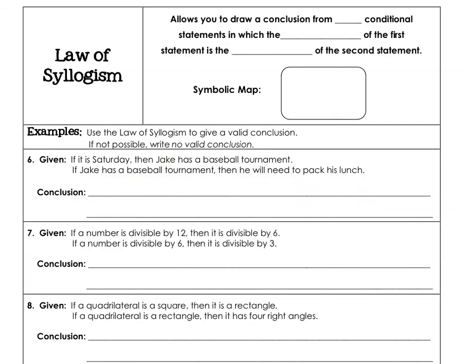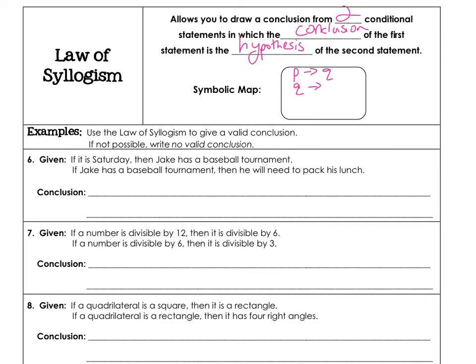This next one is called the law of syllogism. And remember, we don't have to remember the name of it, just the type of deductive reasoning and how it will look in our situation. So it allows us to draw a conclusion from two conditional statements in which the conclusion of the first is the hypothesis of the second.